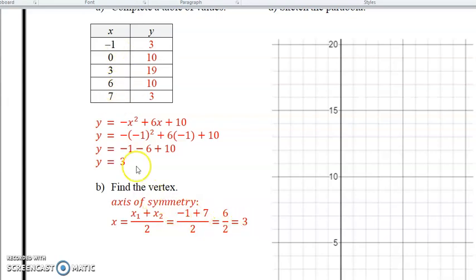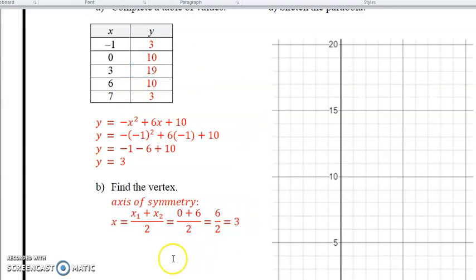Again, I can use 0 and 6. Still going to be the same thing, right? So just any two x values that have the same y value will be symmetrical. All right? And you get the corresponding y value. Well, we have it here already. This is the vertex actually. Right, but if you didn't know that, which is fine, right?